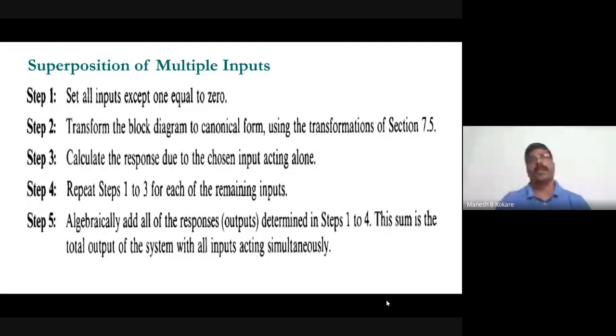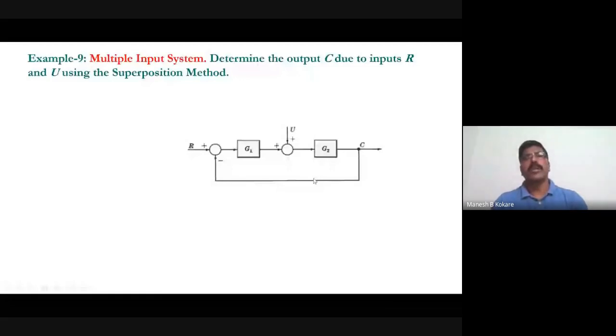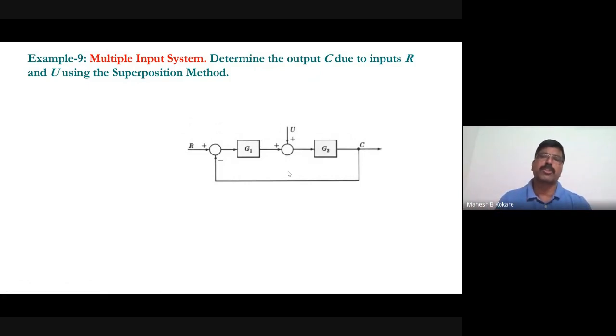So just look at this one. Multiple input: here, one input is R, another input is U, and suppose the common output is C. So you have to find C by R and also C by U. When you are considering R, at that time you have to consider U as 0. When you are considering U, at that time you have to consider R as 0. Then you'll get two transfer functions, and you just have to add these two transfer functions. Okay, so determine the output C due to inputs R and U using the superposition method.